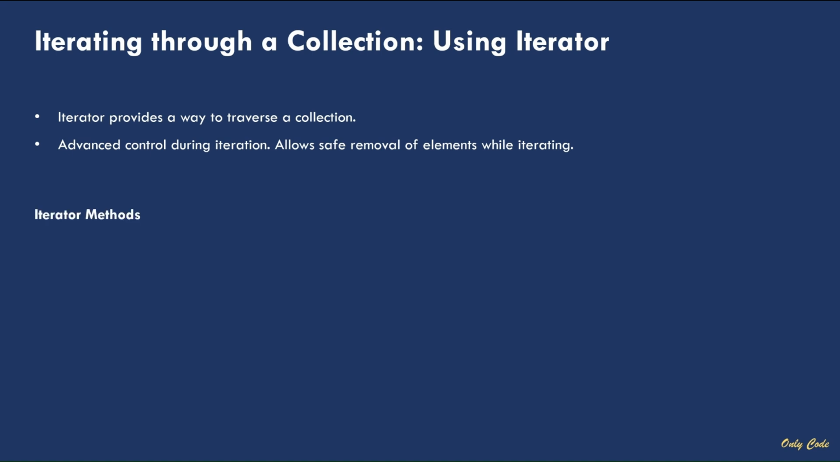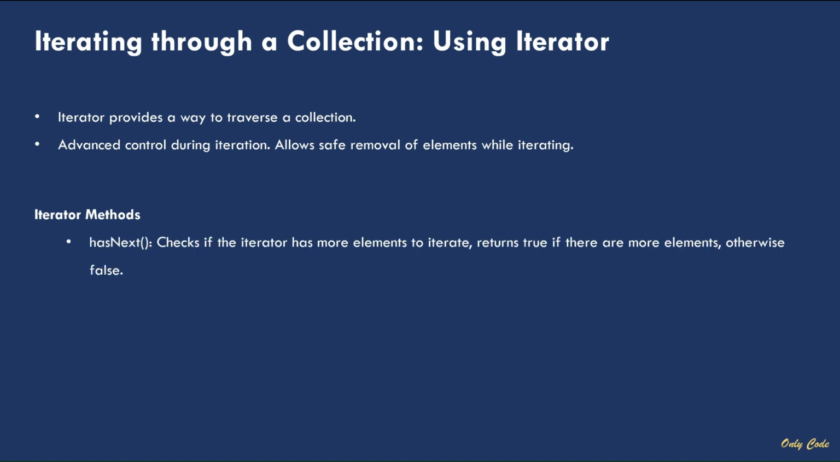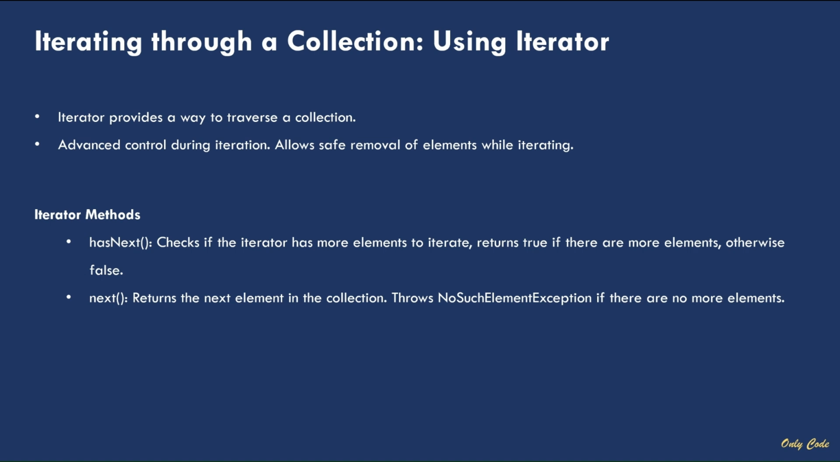The Iterator interface provides three main methods that allow you to traverse through collections. First method is hasNext. It checks if there are more elements left to iterate in the collection. It returns true if there is another element, or false when all elements have been traversed. Next retrieves the next element in the collection. If there are no more elements to iterate through, it throws a NoSuchElementException.